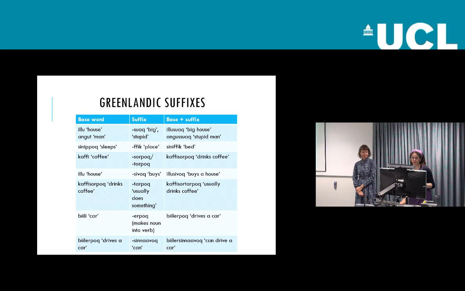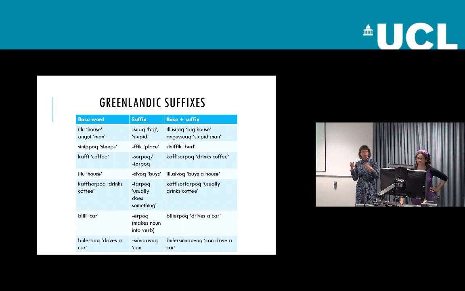So iglu, house, plus the suffix sivok, to buy, which is interesting because this is another example of noun incorporation, where you get the noun and then you stick a suffix on, which kind of turns it into a verb. And the noun is there, so it's translated as an object in English, but in Greenlandic it's just one word. So iglusivok, buys a house or bought a house. That's all you need, just that one word. And there's like this house buys again.